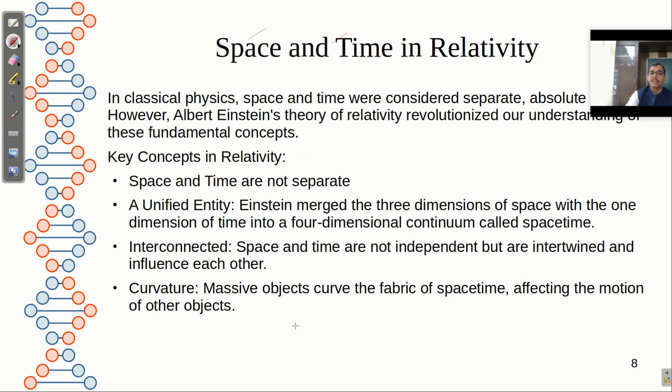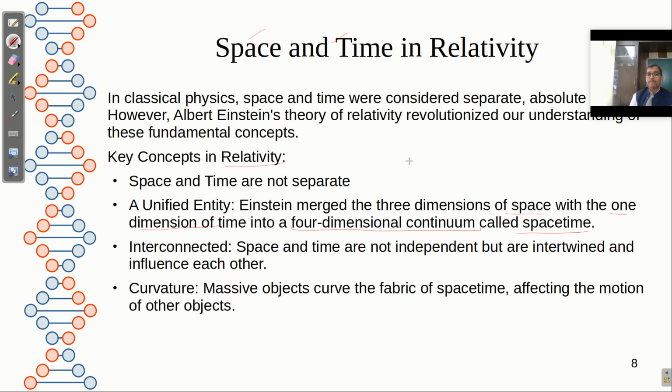But there is another aspect of looking at space and time. In classical mechanics, space and time were considered separate. However, Albert Einstein's theory of relativity gave a new concept. He clubbed both space and time. According to relativity as suggested by Einstein, space and time are not separate; they form a uniform entity. Einstein merged the three dimensions of space and the one dimension of time, and this leads to a four-dimensional continuum called space and time.